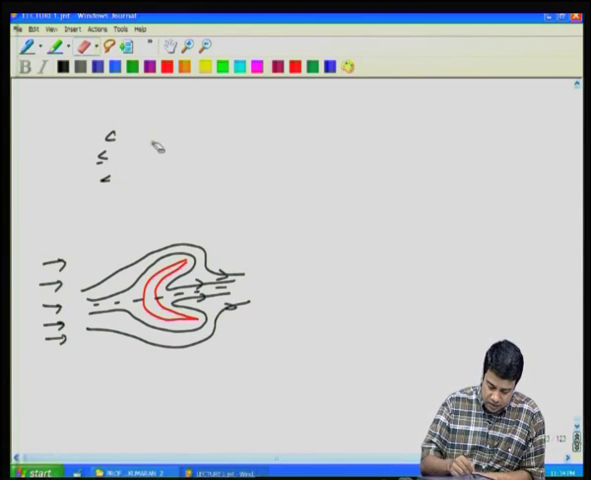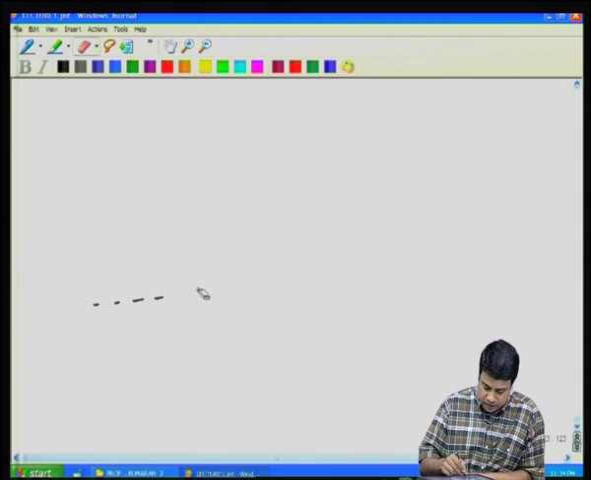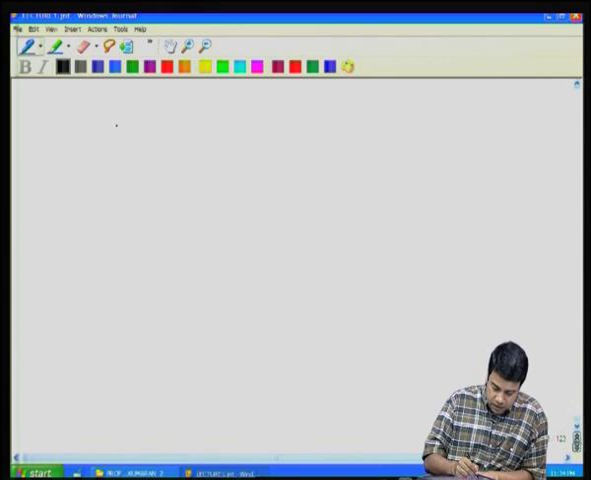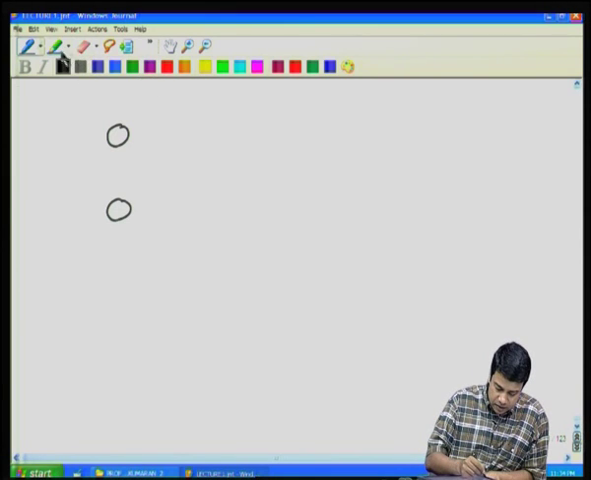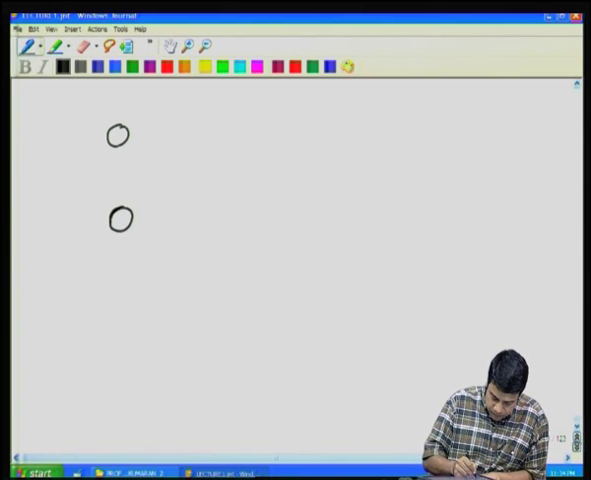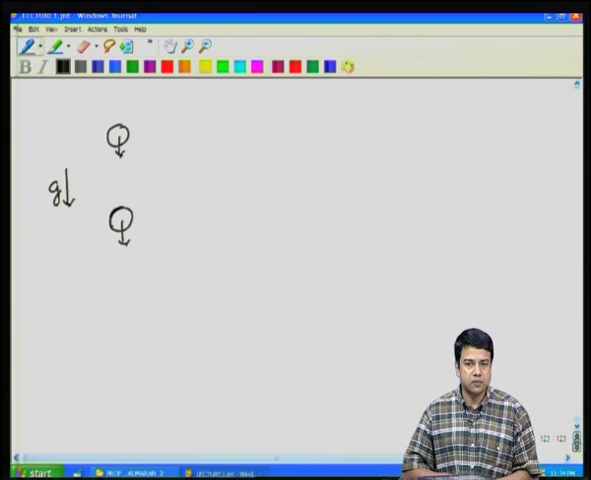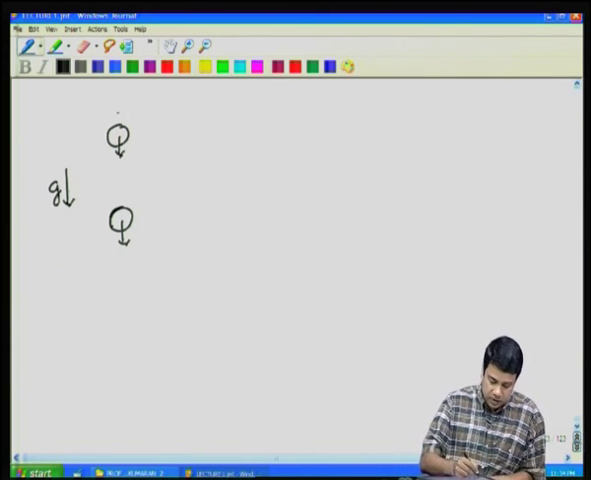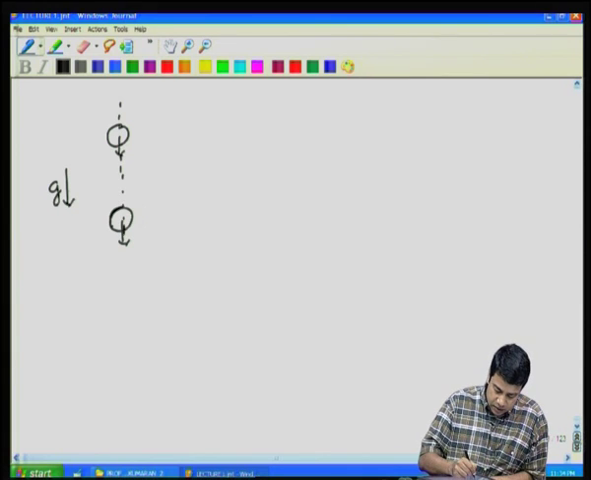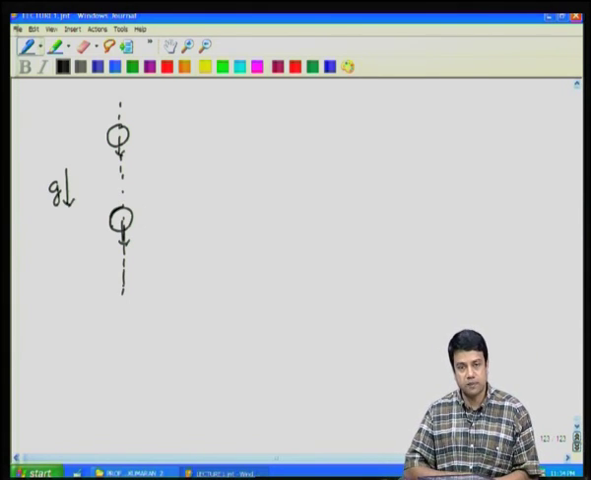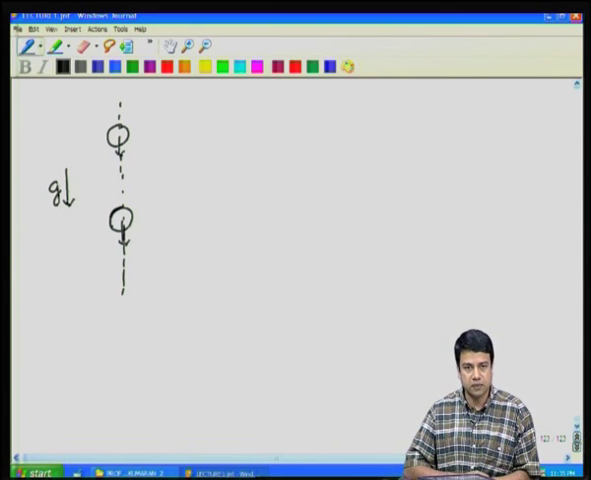You can also answer other simple questions for these kinds of flows. For example, let us say that I had two identical spherical objects settling under gravity. The gravitational acceleration was in this direction. If you had one object, it would of course settle at its terminal velocity. The question is, what happens when there are two? Let us assume that they are both aligned vertically with respect to each other in the same vertical line.